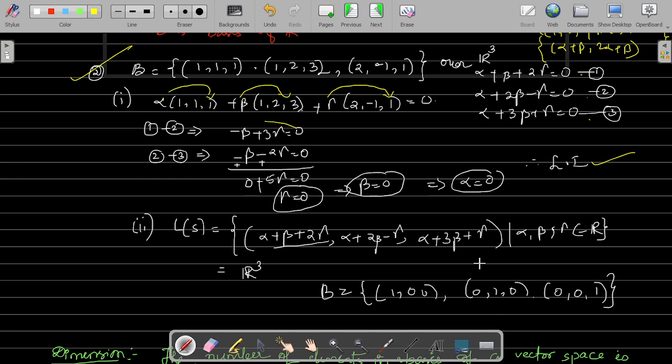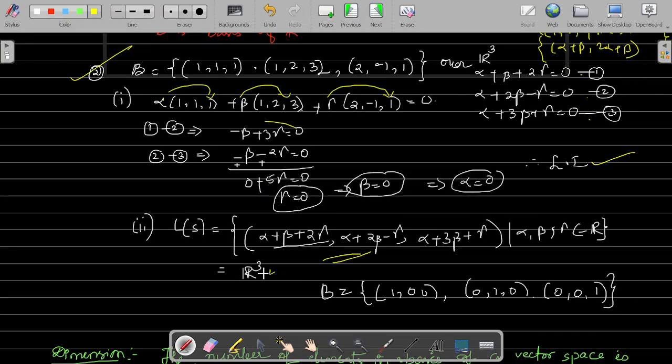As I told you before, for R square, if you have two linearly independent vectors in a given set, then that always spans R square. Similarly, if you have three linearly independent vectors in a set, then that set always spans the entire space R cube. So you can write the linear combination of these vectors as this, that covers the entire space R cube, hence the linear span is equal to R cube.